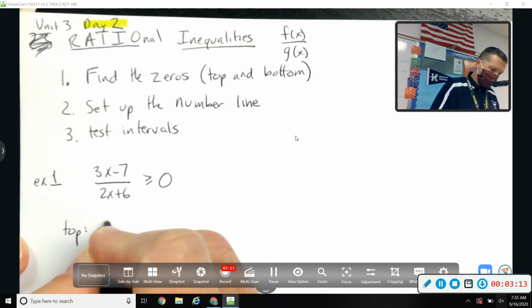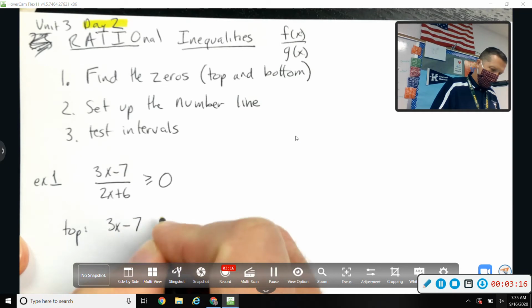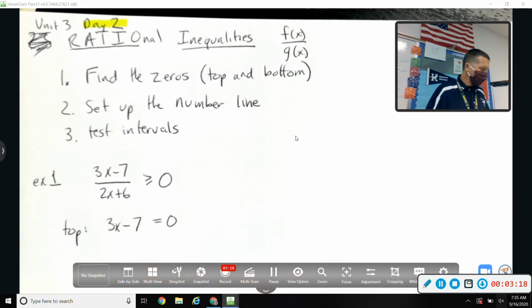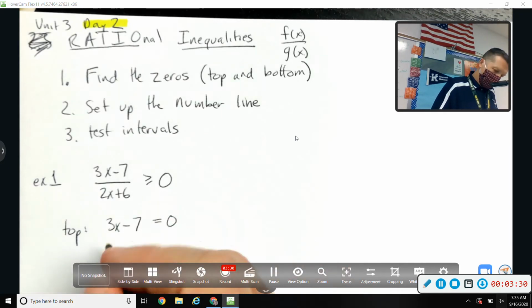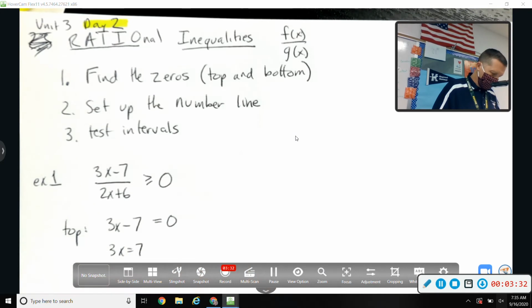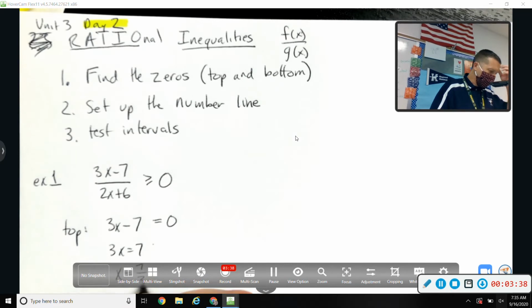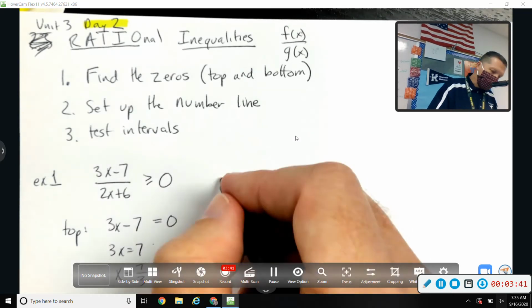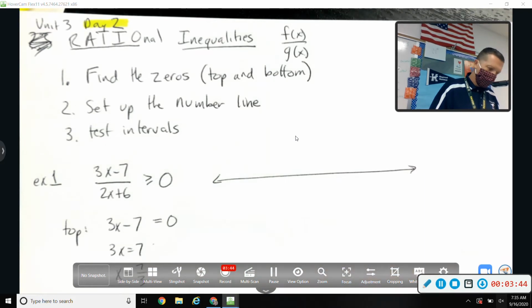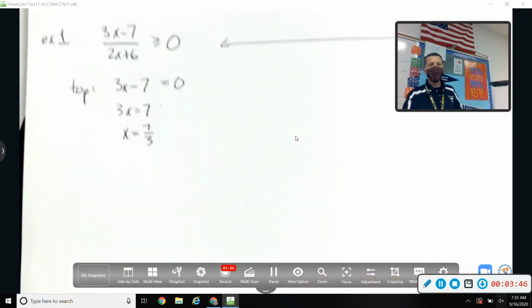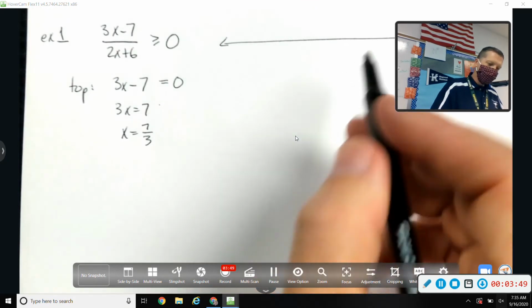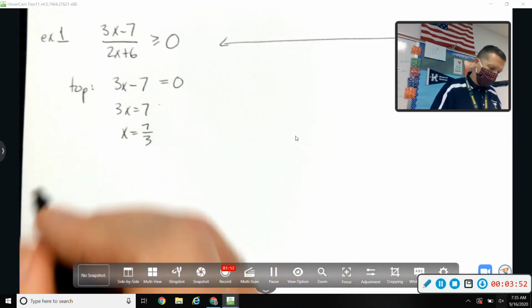So for the top, 3x minus 7 equals 0. So that means 3x equals 7. So x equals 7/3. So that'll be one of the numbers on our number line. Although I don't want to put it on there yet because I don't know where the other number is. So I don't know if 7/3 should be on the right side or the left side. So hold off on that.